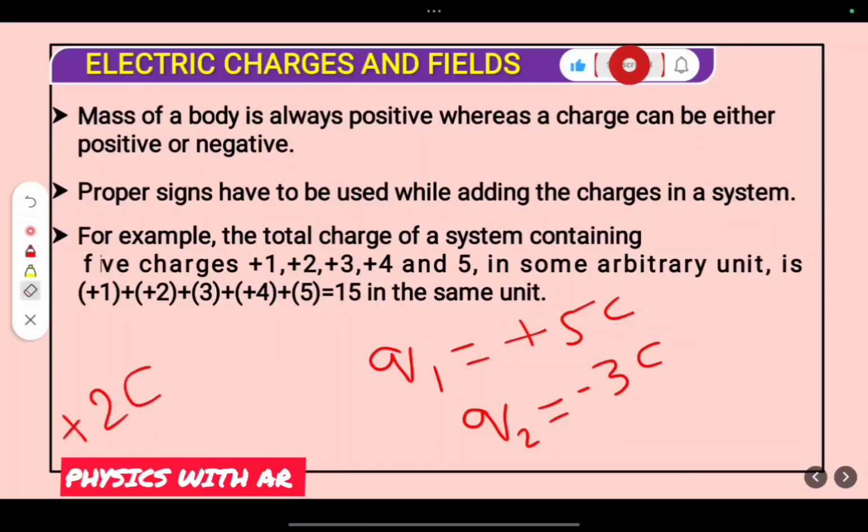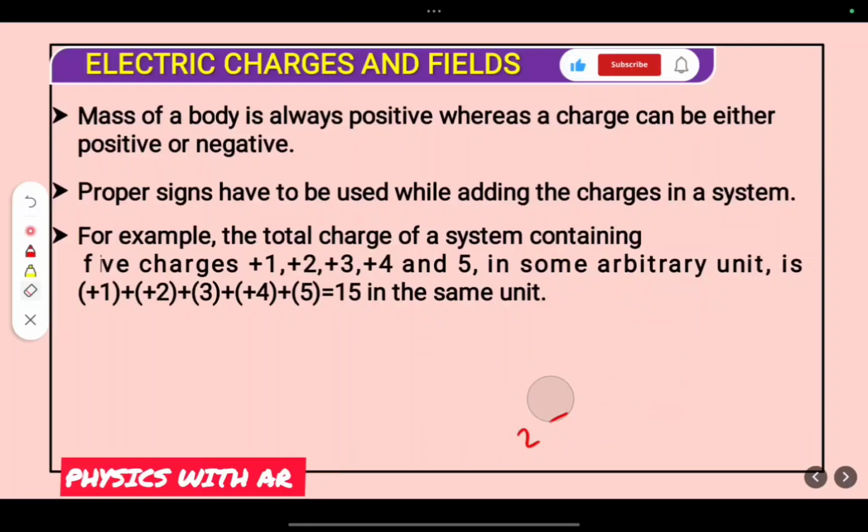For another example, take q1 as -5 coulomb and q2 as +3 coulomb. Then what is the net charge, including its sign? Its value is equal to -2 coulomb. That's why we should use the proper sign while adding the charges. In simple form, it is nothing but adding of charges including their sign.